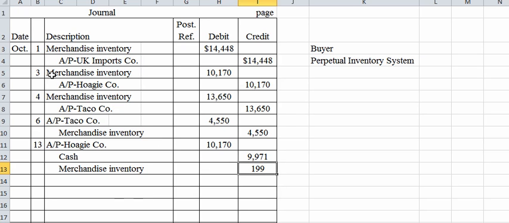Remember, I mentioned earlier we want assets on the books at their cost. Well, we put this merchandise inventory on the books at $10,170, but it only ended up costing us $99.71. So to get that inventory on the books at its actual cost, we have to reduce the balance in the asset account by the amount of the discount. Now that inventory purchased on the 3rd will be on the books at $99.71 rather than at $10,170 once these are posted to the ledger. Okay, let's keep moving.